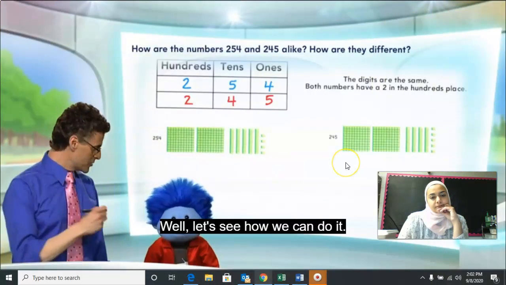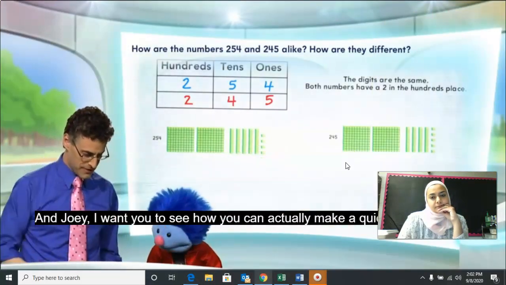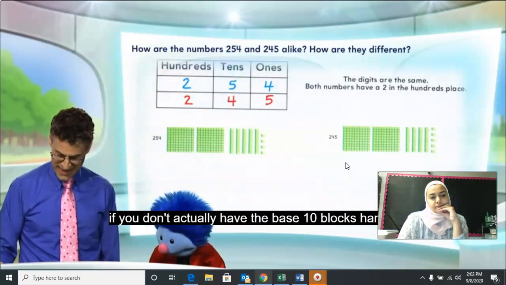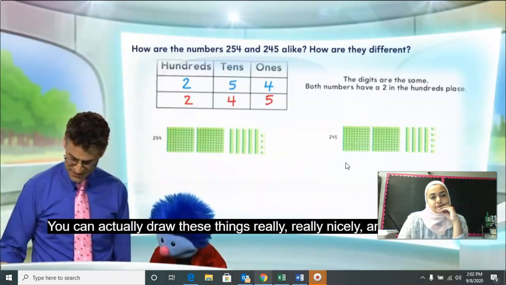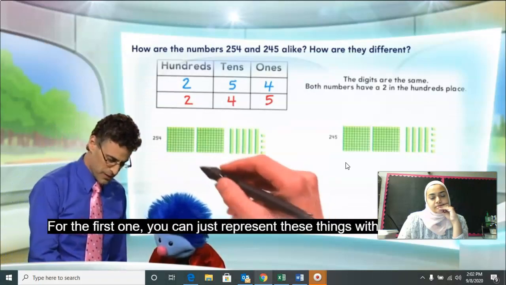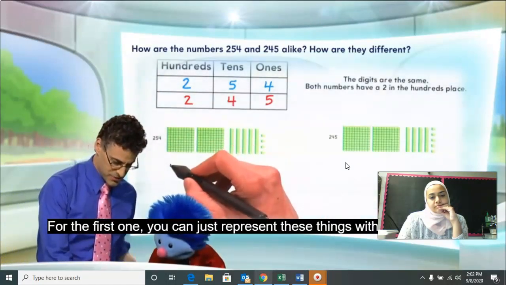Well, let's see how we can do it. And Joy, I want you to see how you can actually make a quick picture of this. If you don't have the base 10 blocks handy, you can draw these things really nicely. And here's how. For the first one, you can just represent these things with a big square.